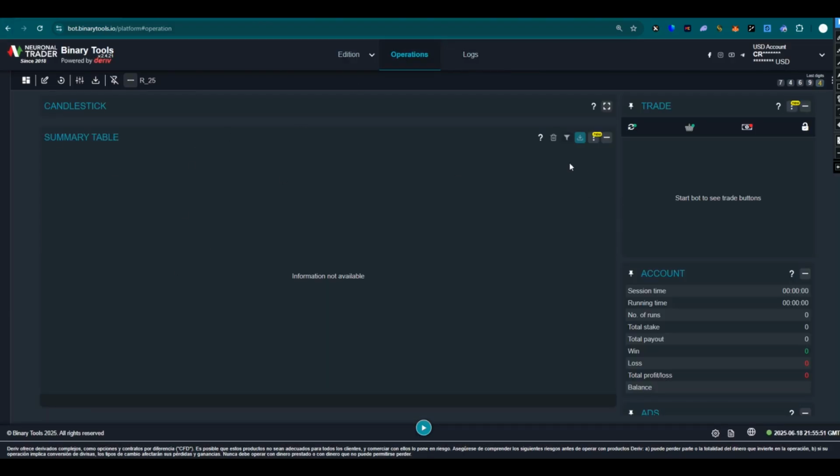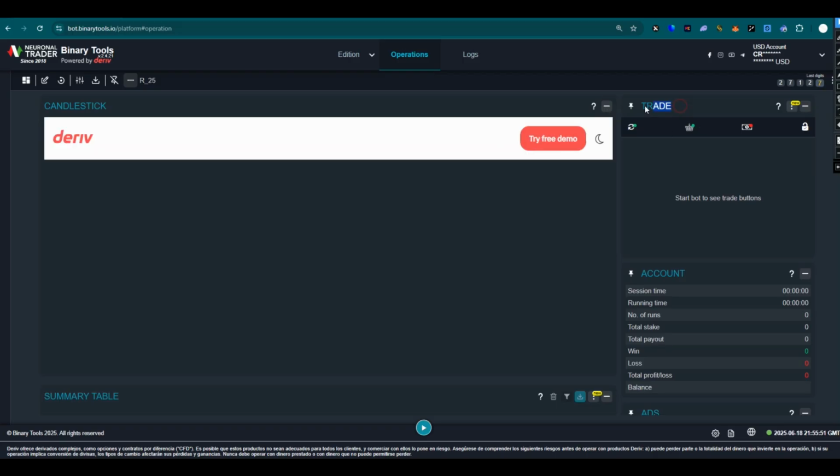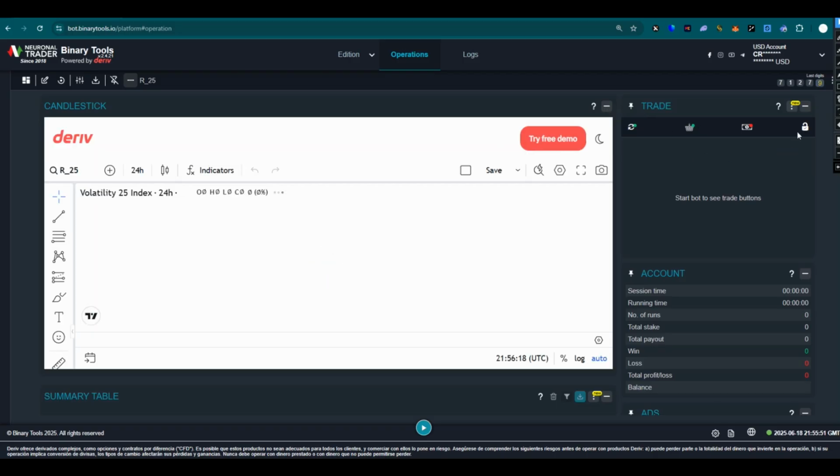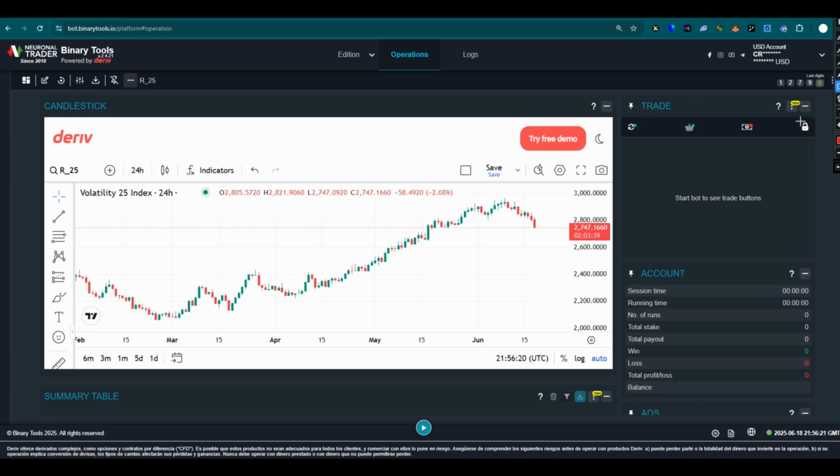So for those who do not know how to create it, you can just upload your preset from here, and everything will be changed and become like mine here. So now we have candlesticks. All we need to do is to maximize, and also here we have a trade, okay. Make sure on a trade here there is something here that must be unlocked.